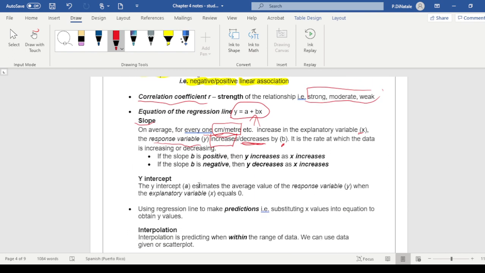Now the y-intercept, remember, it's when the x value equals 0. So we have to check on our axis and make sure that this point here is actually at 0. If it's not, then we can't say that that's the y-axis, because if that's 10, then when we extend it at x equals 0, that's where it really matters. Okay, but if they ask us to interpret it, that's what we're doing, estimating the average value of the response variable, which is the y, when this explanatory variable equals 0. Okay, has to be equal to 0.